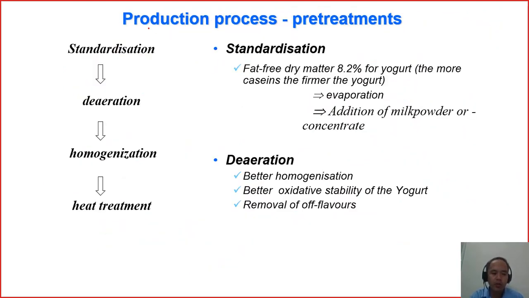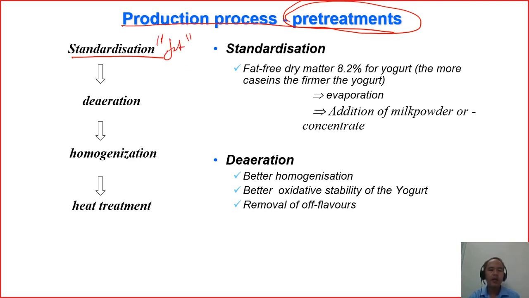Now we go to the next part to discuss the production or the processing of yogurt. And the first several steps we call them pre-treatments. Pre-treatments of the milk to be ready for fermentation. Okay, from milk we start with standardization. In chapter 6, we know that standardization is to standardize the fat content. In making yogurt, standardization is also to standardize dry matter content, fat-free dry matter content. We don't need to count the fat here. Total dry matter content, especially casein.